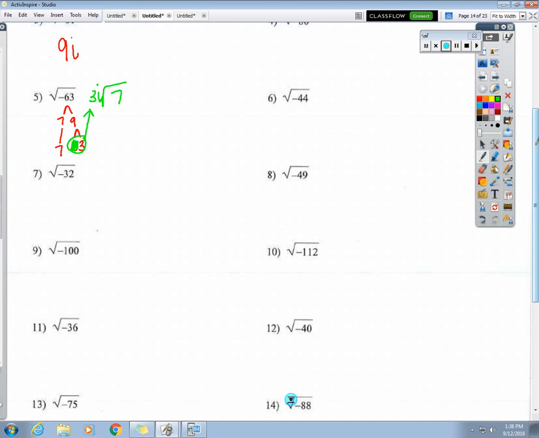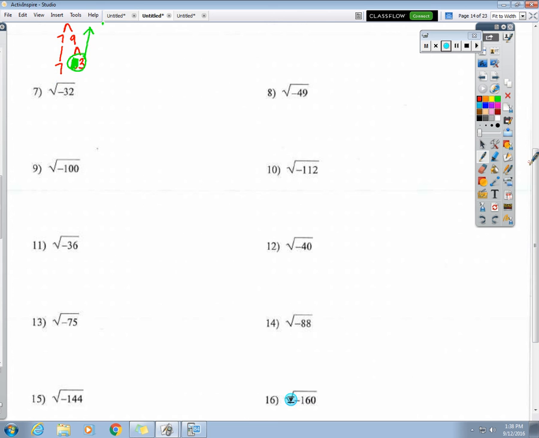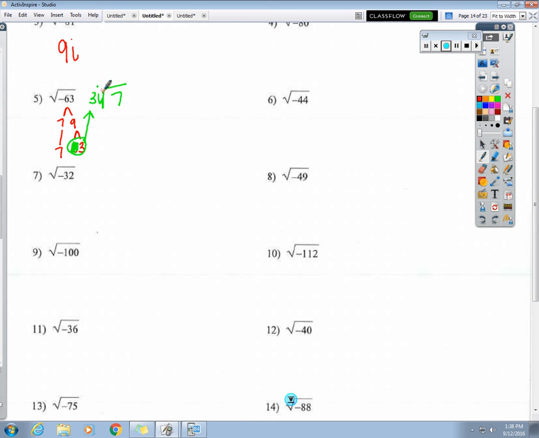Okay, number 7, is that a perfect square? No, so we have to... yeah, that's the answer. Just think about it. Look, what's 3i times 3i? Negative 9. Remember, look, 3i times 3i is 9i squared. We know i squared is a negative 1, which would make it a negative 9, and a negative 9 times 7 is negative 63.